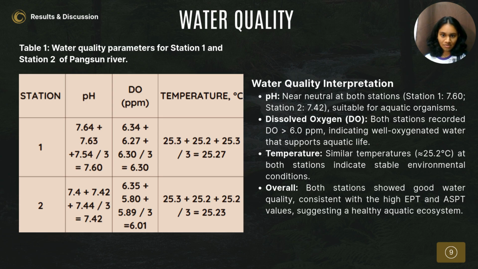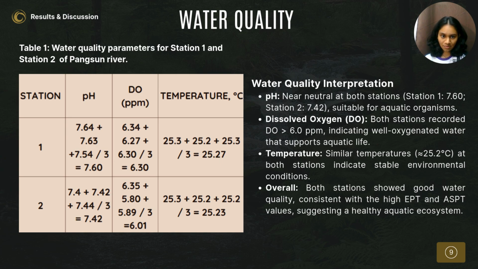For temperature, the average water temperatures were very similar, with 25.27 degrees Celsius at Station 1 and 25.23 degrees Celsius at Station 2. These stable temperatures are typical of shaded tropical streams and help maintain adequate dissolved oxygen levels. Overall, both stations exhibit good water quality with near neutral pH, sufficient dissolved oxygen, and stable temperature.